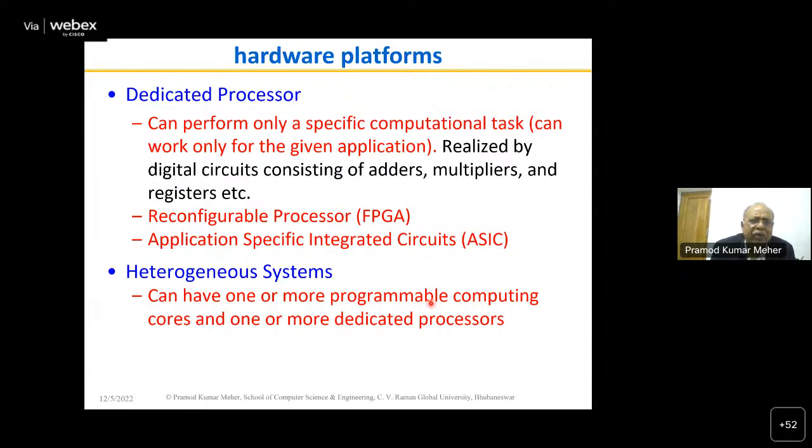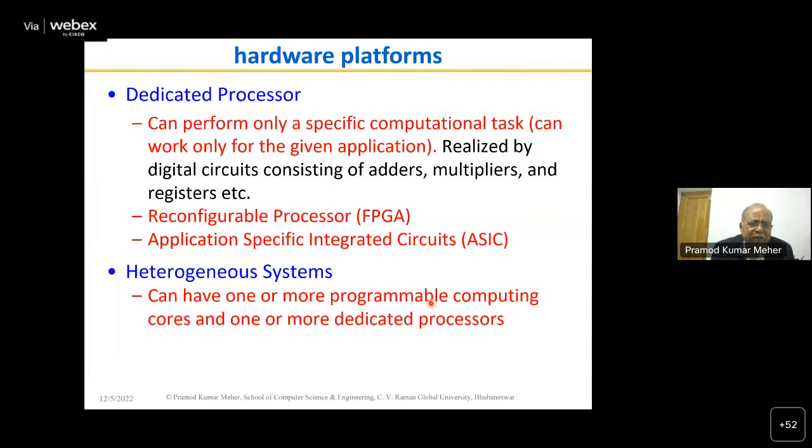Apart from that, as I told, we can have dedicated processors which are realized by digital circuits consisting of adders, multipliers, registers, and for control operations, we may be using multiplexers, demultiplexers, encoders, decoders, shifters, counters, all these things we'll be using. And why are they called dedicated processors? Because they are dedicated to perform some specific type of computation. They will not do any other type of computations. It is just like a black box, give the input, get the output. So no change will be in that.